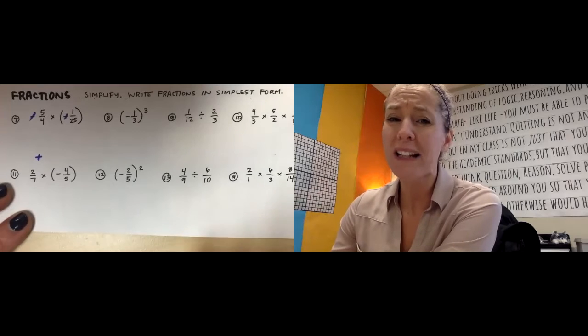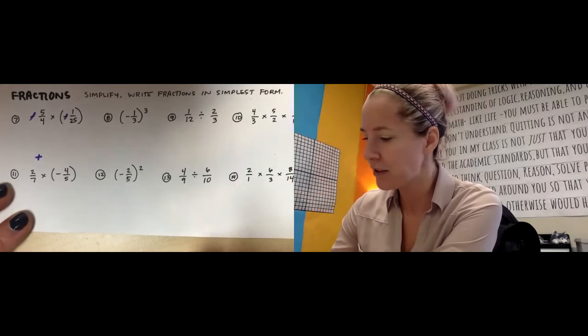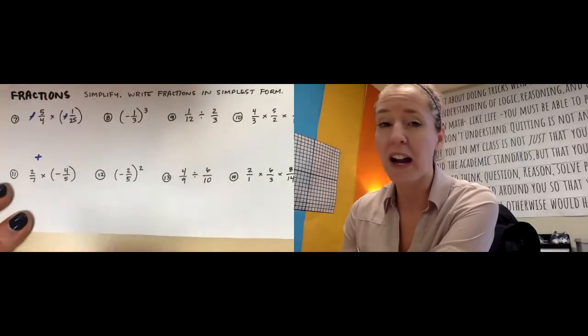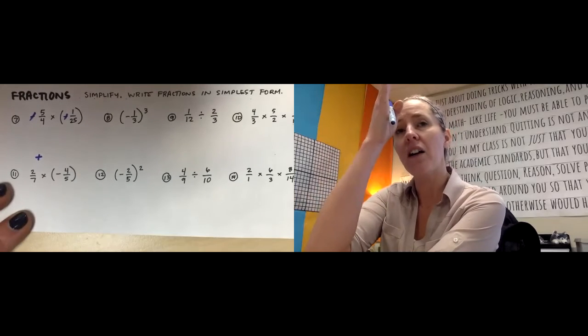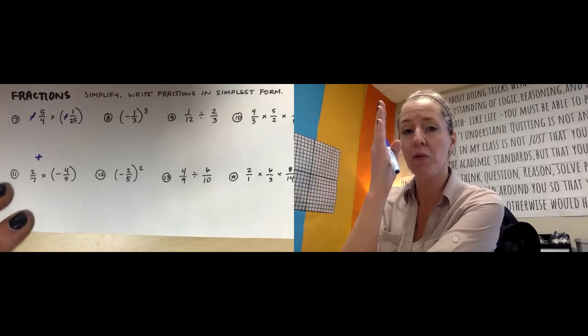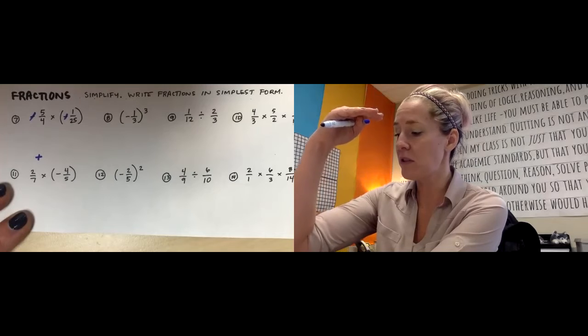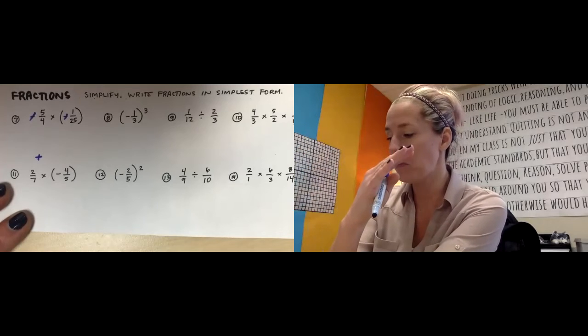But as always, if we can simplify, we should simplify first. So 5 and 25, you can cross reduce. You can reduce up and down, numerator, denominator, or you can cross reduce as well.